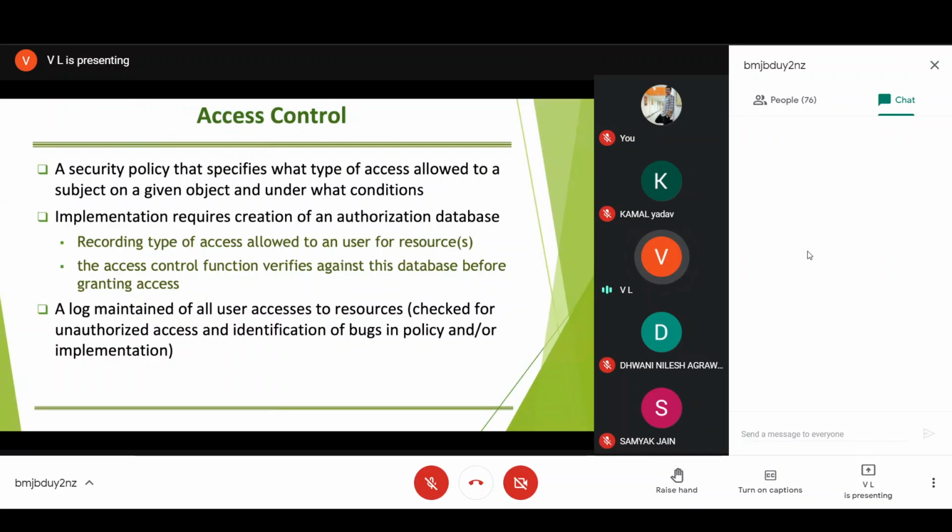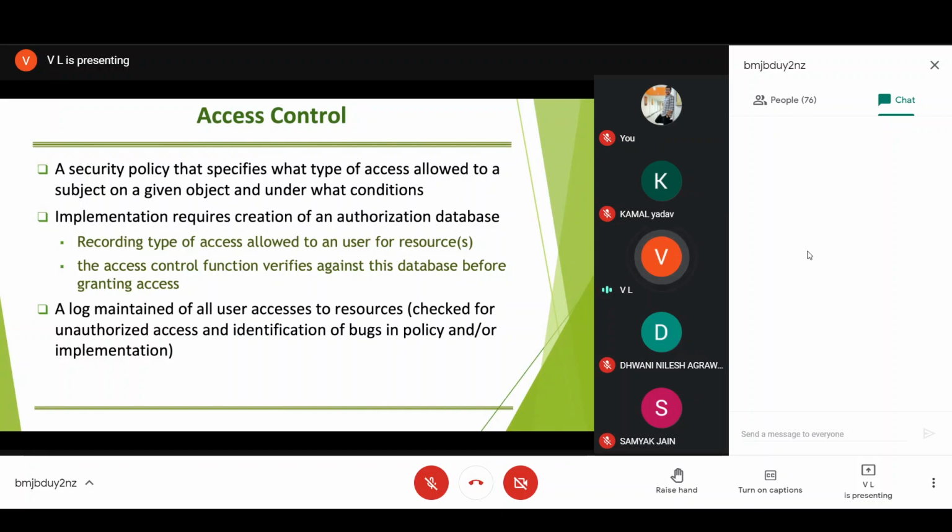So what we were trying to say is that gaining access to the physical machine is one thing, but within the operating system, access to resources such as files or software which a user can run, or access to the hardware through device drivers, is restricted through access control mechanisms. Access control is a general term, and we will see how the operating system implements access control in reality. An access control is a security policy that specifies what type of access is allowed to a user on a given object and under what conditions.